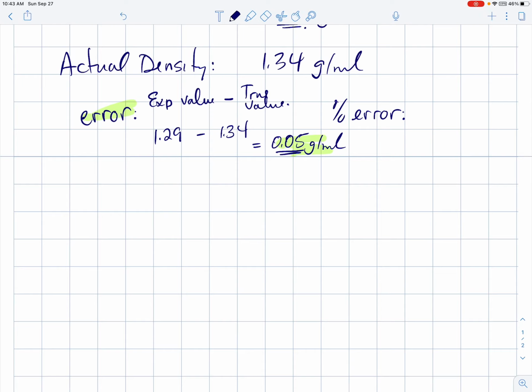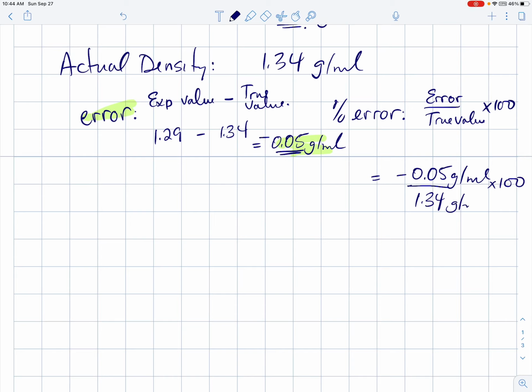Now the percent error is the error, the thing that we just calculated, divided by the true value times 100. So we'll take our error that we just found, whoops, this should have been a negative 0.05, my mistake, sorry. So negative 0.05 grams per milliliter, negative again because our result was too low, and we subtract, so we divide, it's Sunday morning, forgive me, we divide by the true value, 1.34, and we times by 100.